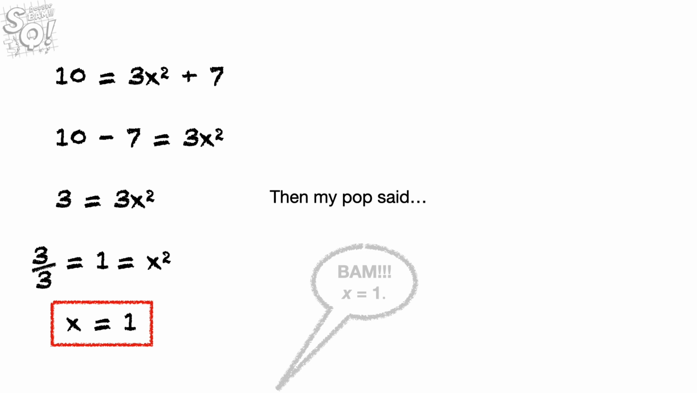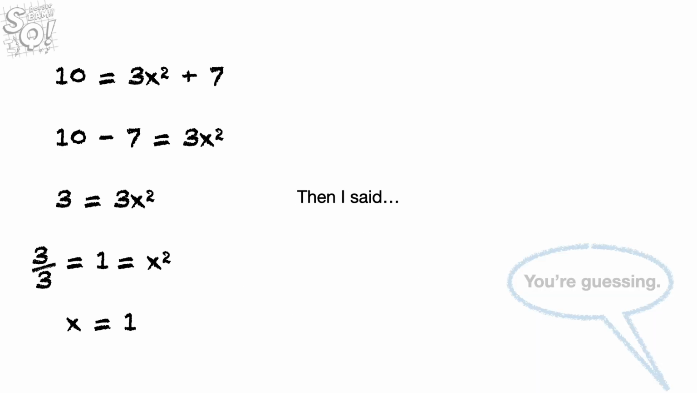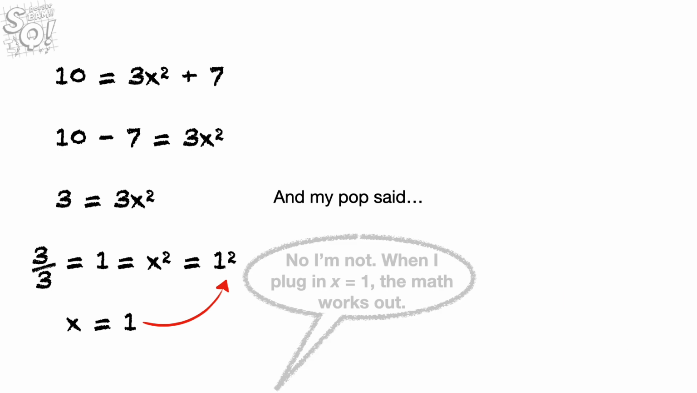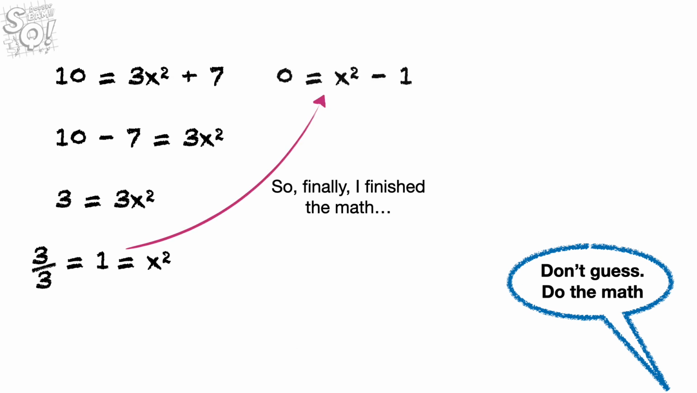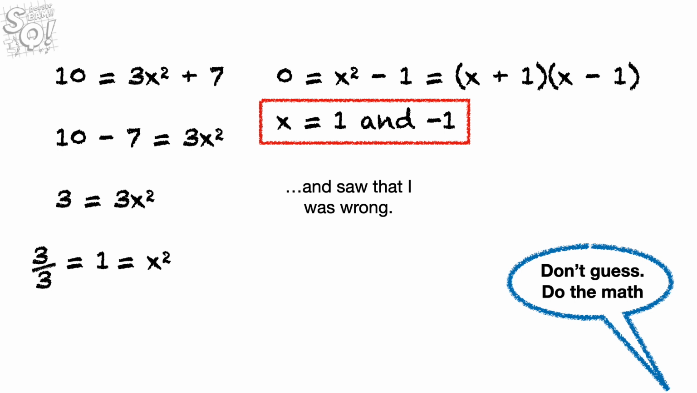Then my pop said, "You're guessing." Then I said, "No, I'm not. When I plug in x equals 1, the math works out." And my pop said, "Don't guess, do the math." So, finally, I finished the math. And I saw that I was wrong. My pop was right. I had been guessing.